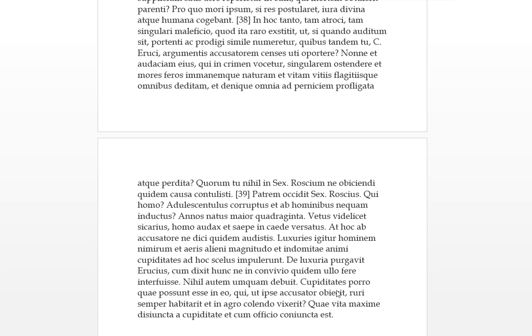Quae vita, which life, maxime especially, is disiuncta. It was disjointed from cupiditatibus, from desires. That's just the ablative from that preposition. And cum, this is going to take the ablative because it's a preposition too, which is joined to duty, officio. So his life is especially disjointed from luxuries and desires, and it is conjuncted, it is joined with duty.